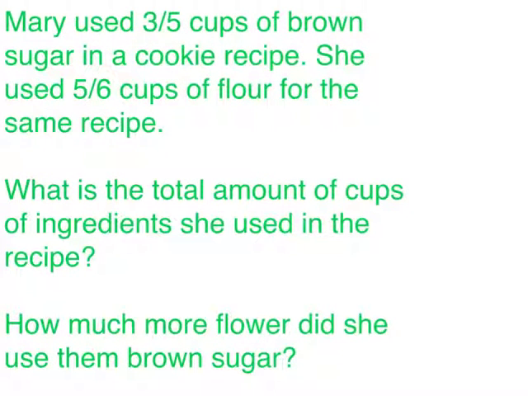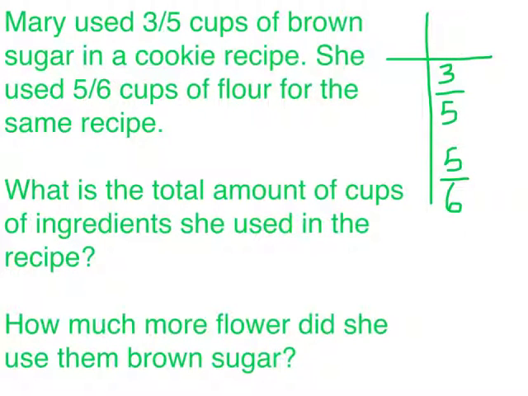Let's look at another example. Mary used 3/5 cups of brown sugar in a cookie recipe. She used 5/6 cups of flour for the same recipe. Our first question is, what is the total amount of cups of ingredients she used in the recipe? This tells me that I need to do what? Add or subtract? I need to add because I'm putting the ingredients together. So I'm going to add 3/5 and 5/6.